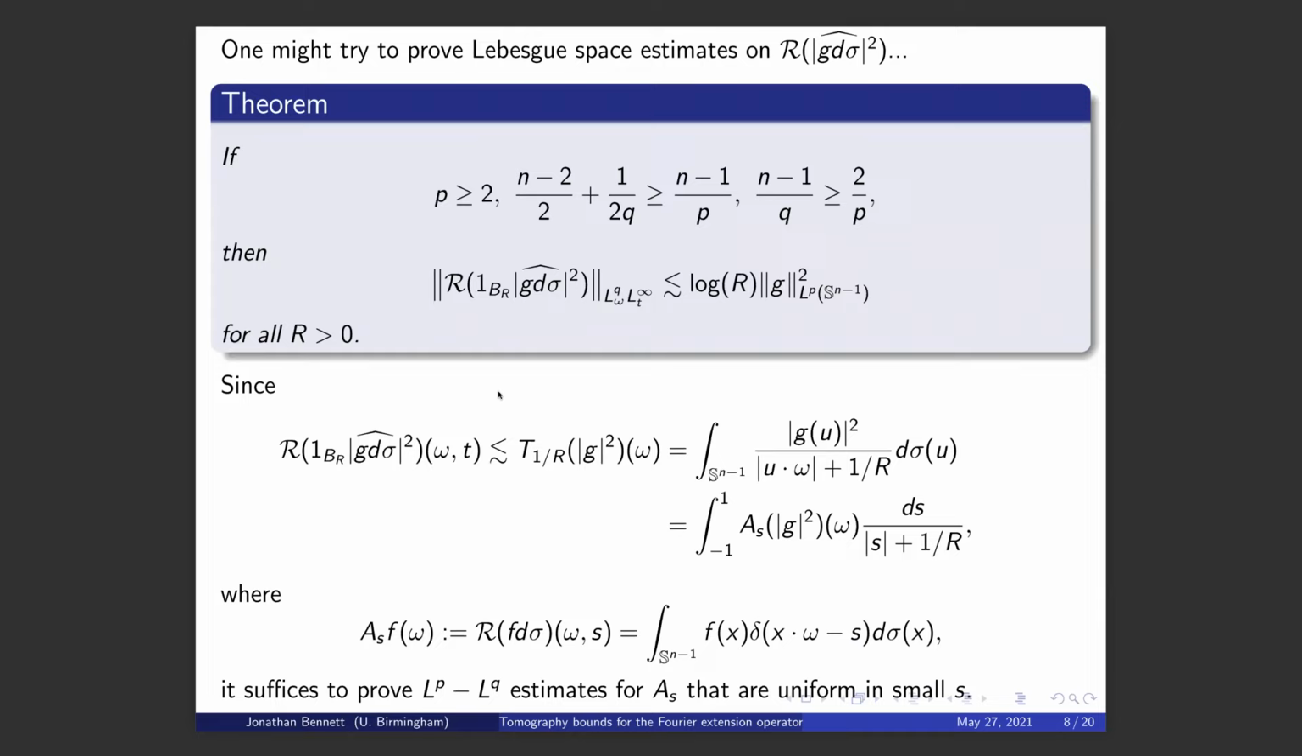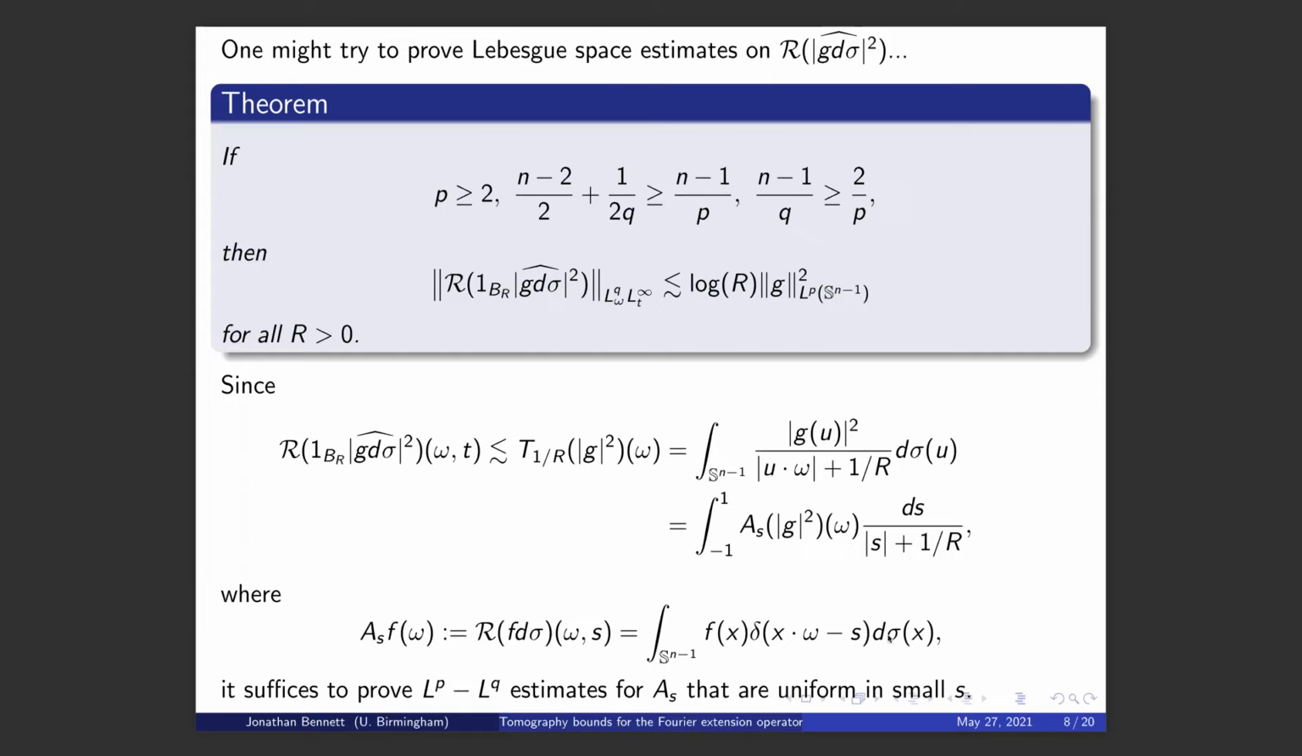And ultimately what it boils down to is estimating something called the spherical Radon transform. So bringing in this Radon transform on Rn and applying it to |Gdσ hat|² naturally gives rise to the spherical Radon transform. This is what I'm calling A_s, sometimes called the Funk transform. It is the same as the Radon transform, except I'm integrating over the sphere instead of Rn, and my measure is a Lebesgue measure on the sphere rather than on Rn.